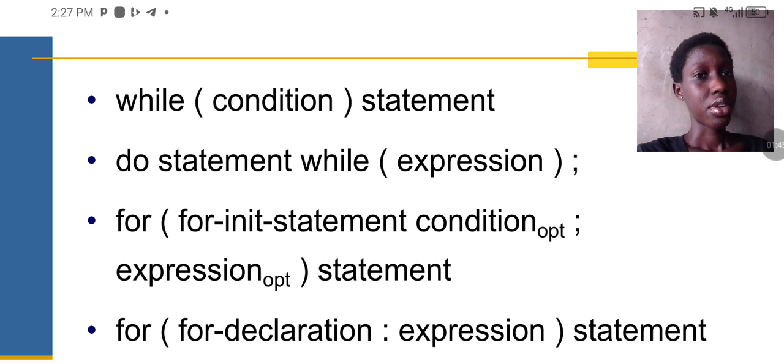So this one outputs the statement before the expression is evaluated. Now for the for loop, we say the initial statement, then the condition, then the expression, then your statement. Or we can also say the for declaration, the expression, and the statement.